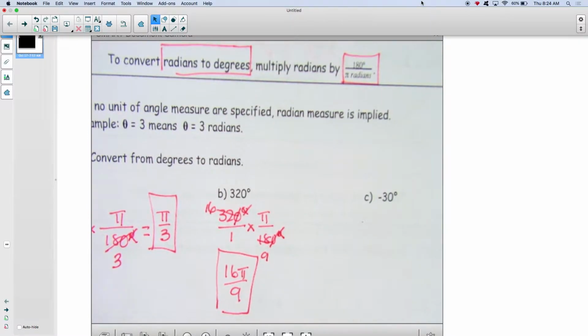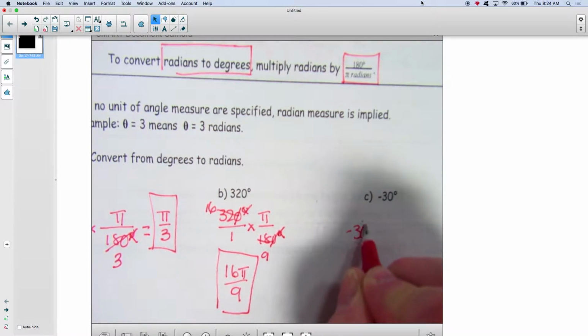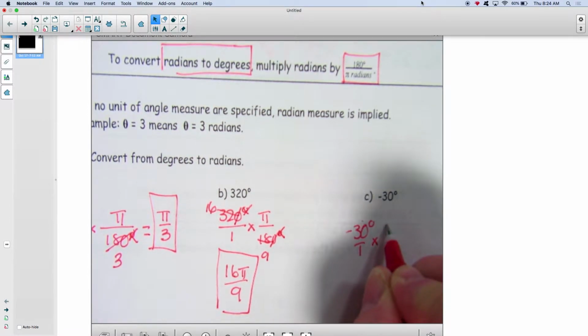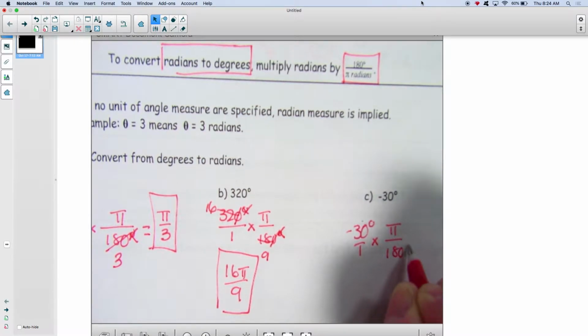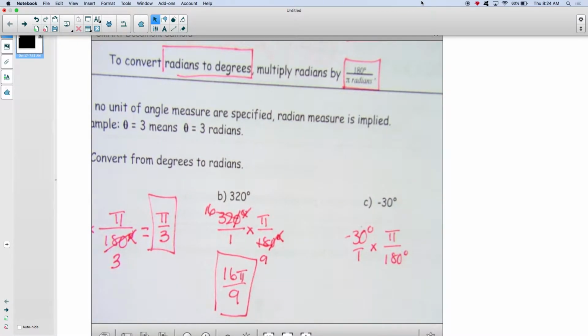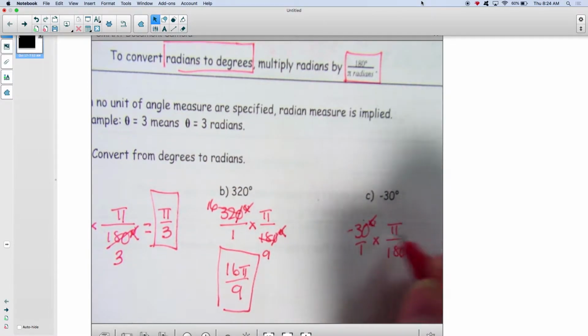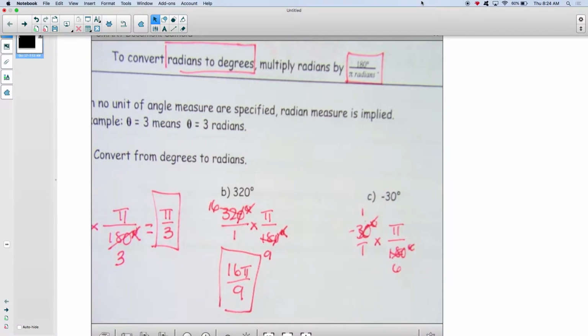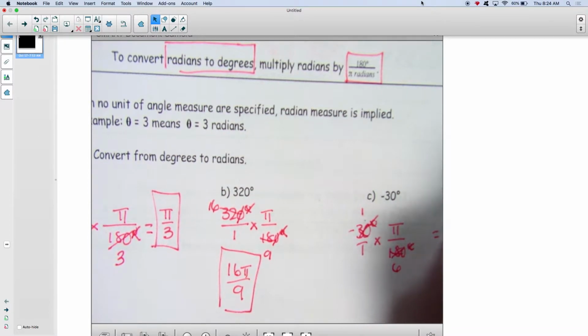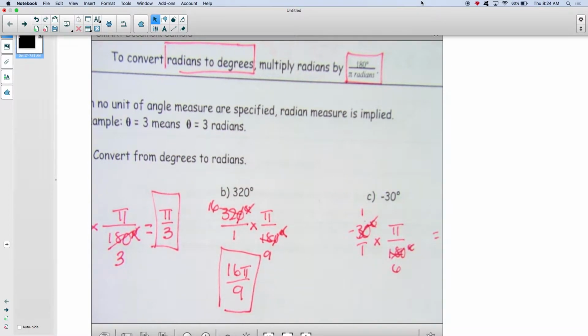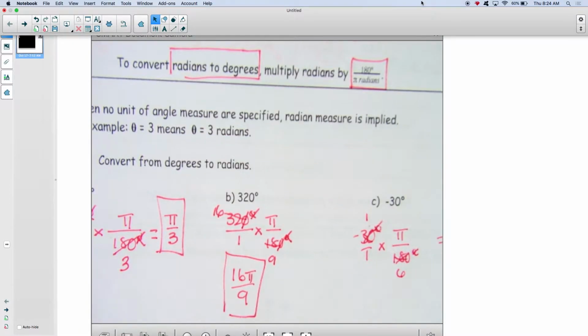And then the negative 30 degrees. Again, multiply that by pi over 180. And we leave our answers in pi form. The degrees cancel, and I can divide 30 by 1 and 180 by 30. And that gives me a negative pi over 6. If you remember from the unit circle, 30 degrees was pi over 6 radians.